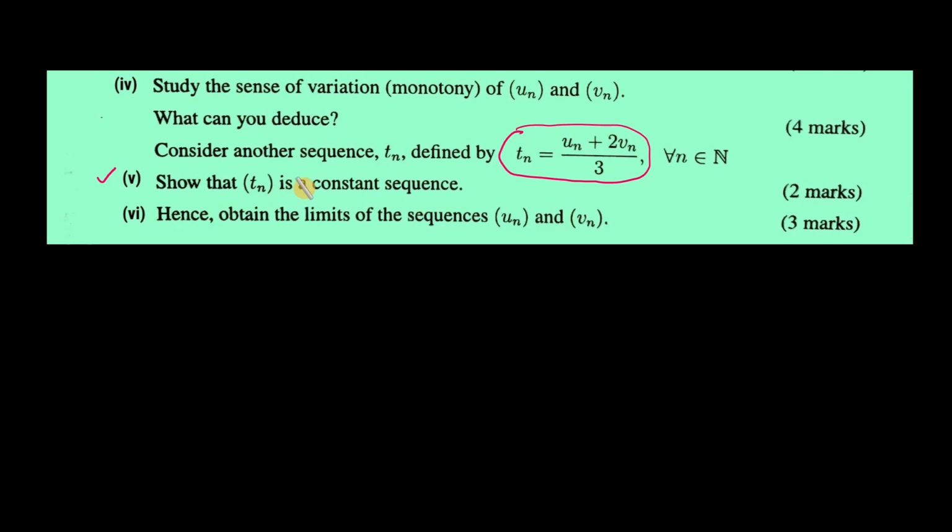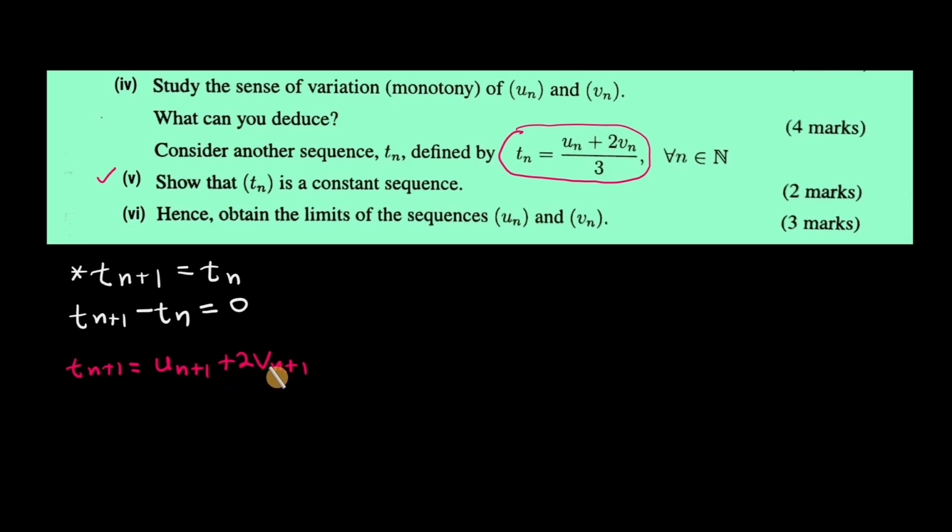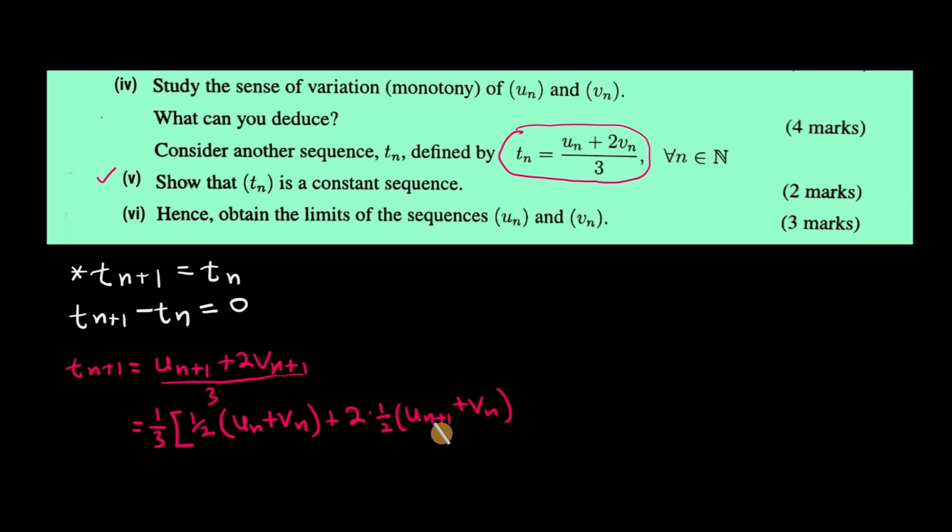To show that Tn is a constant sequence is to show that T(n+1) is equal to Tn. That is, T(n+1) minus Tn is equal to 0. Tn is equal to Un plus 2Vn over 3. U(n+1) plus 2V(n+1) over 3 is equal to 1/3 into half Un plus Vn plus 2 times half into U(n+1) plus Vn.